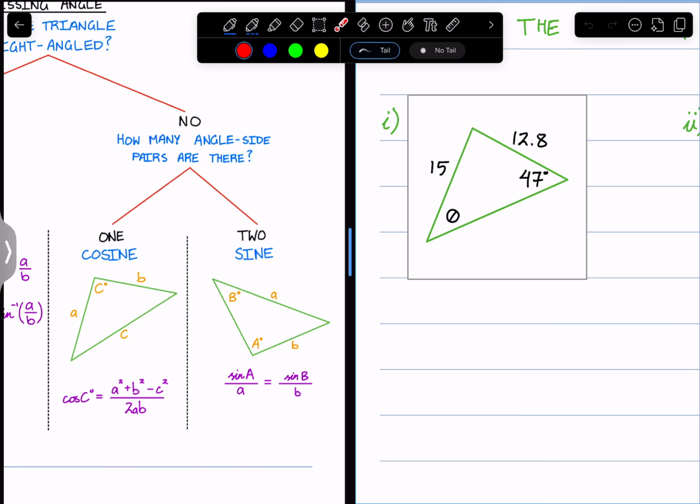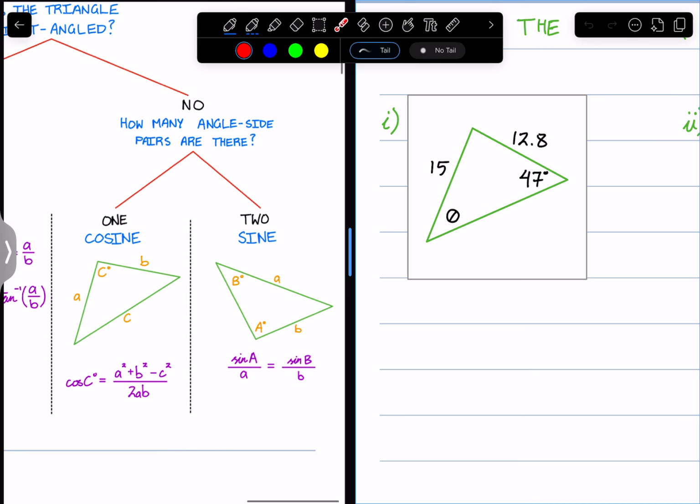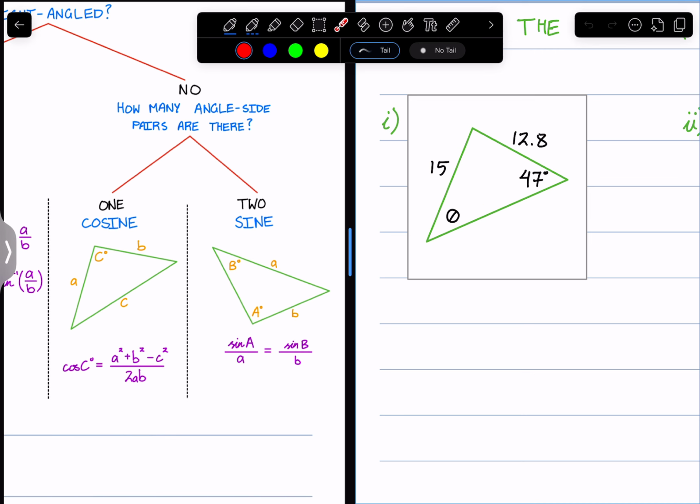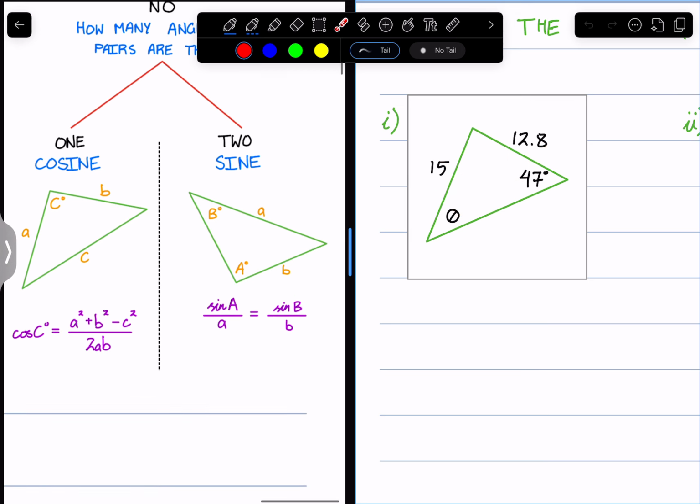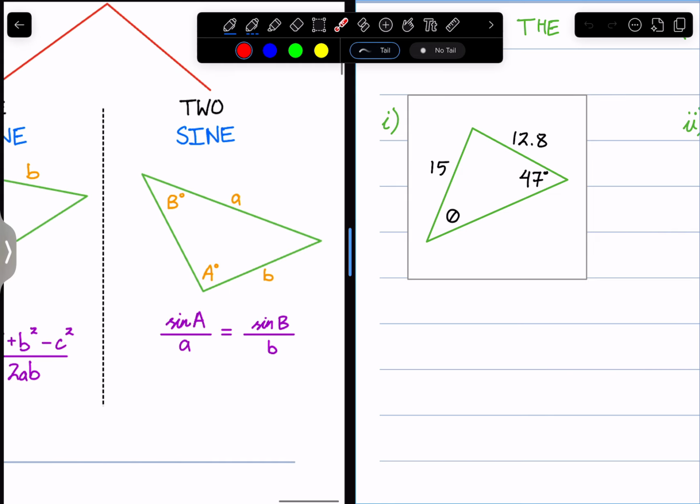Now we ask ourselves, how many angle side pairs are there? Now remember, in non-right angle triangles, we have sides paired with their angle. So this is one pair, and this is another pair. Notice how there are two angle side pairs. So once again, one pair, two pairs. So that is going to be the sine rule.